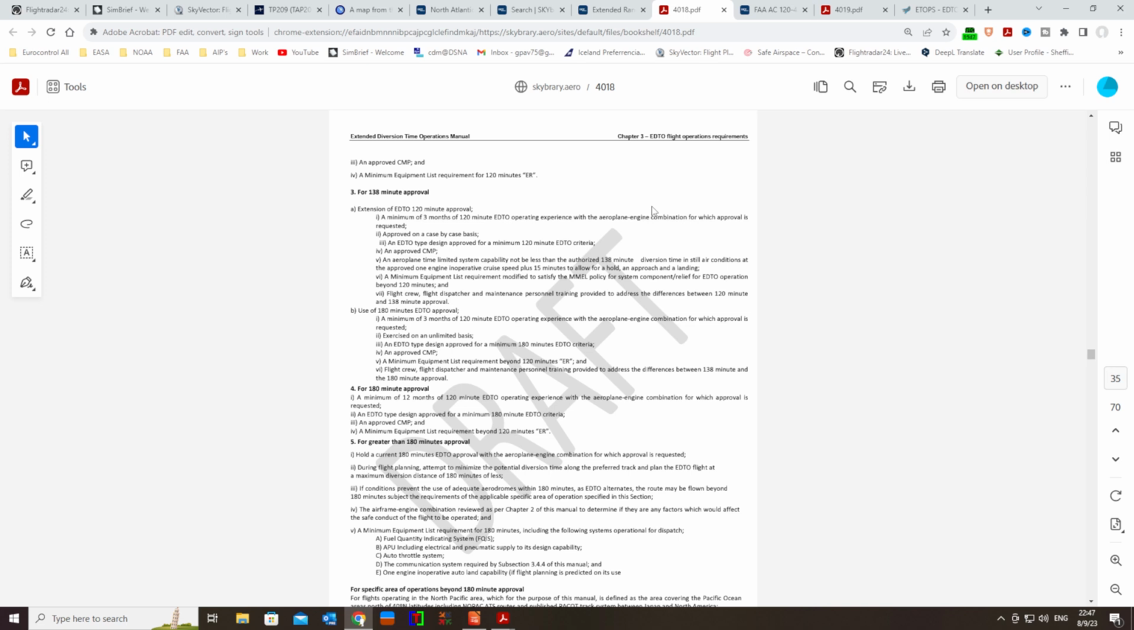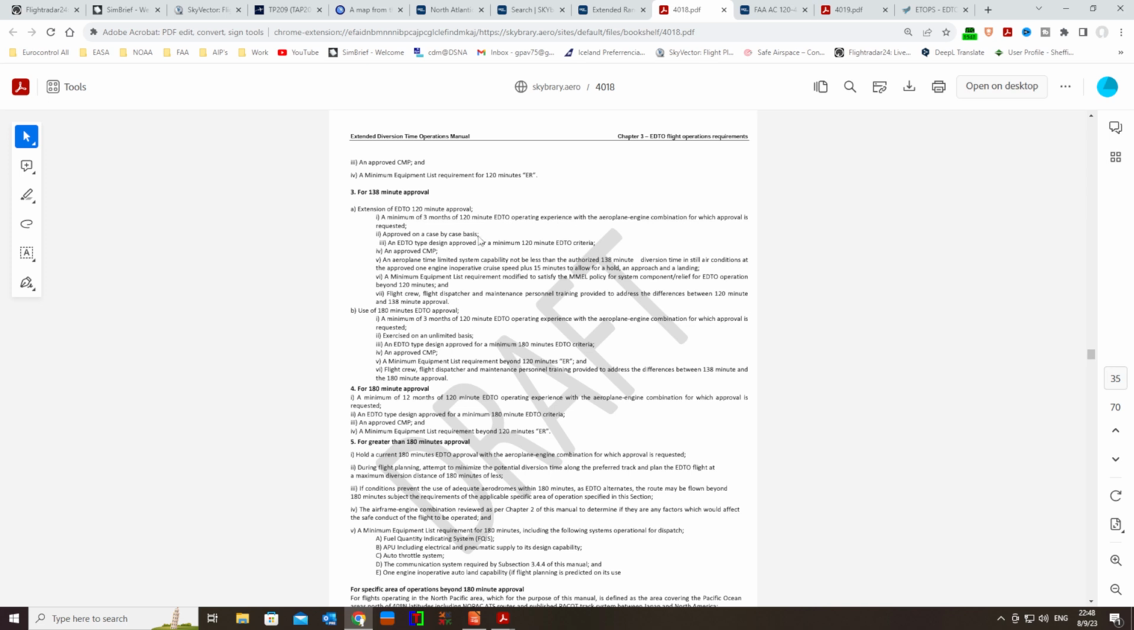You don't really get to fly out of the ETOPS area if you're not approved. So you are creating ETOPS scenarios wherever you fly for at least 3 months, and you have to document everything. You keep all your flight plans, your maintenance records, everything, and your flight crew training.